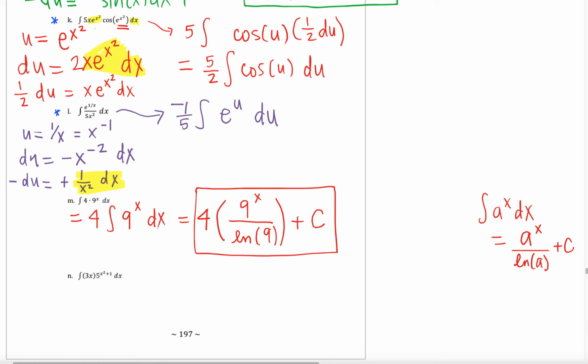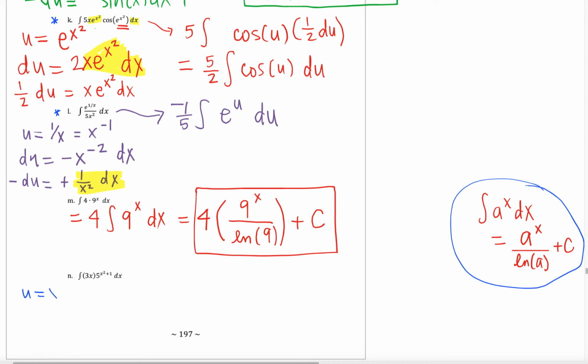Now for this last example on page 197, we have something that's similar. We have the integral of 3x times 5 to the x squared plus 1 dx. In this case, this is going to end up being one of these basic integrals of a to some exponent. But since I don't just have a 5 to the x, we will need to do a u substitution. So why don't you guys pause the video here and decide what u would be equal to.